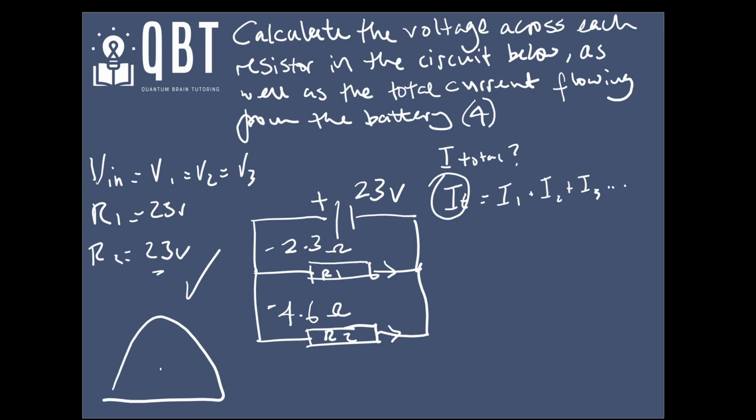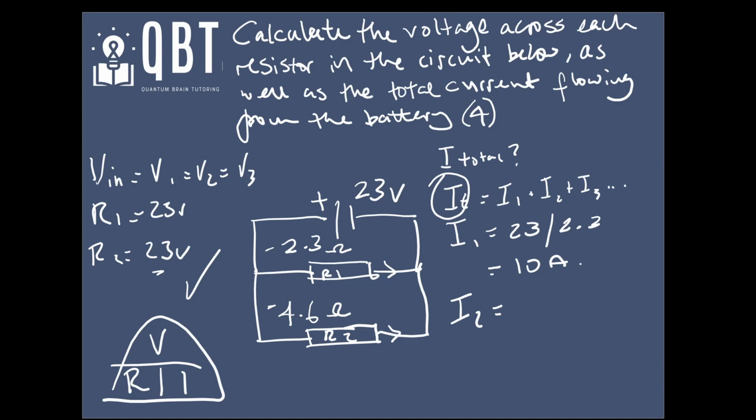We can use V equals IR, and we can rearrange this to find current. So we can say I1, which would be resistor 1, is equal to its voltage divided by its resistance, which would equal 10 amps. And we can do this again for I2. It would be 23 divided by 4.6, and we would get 5 amps.